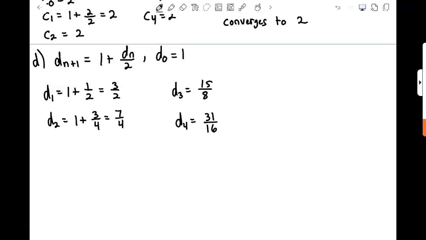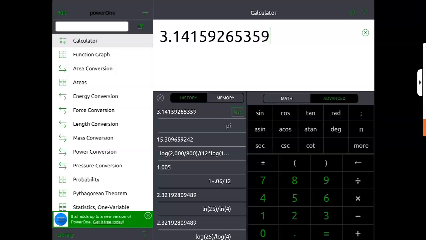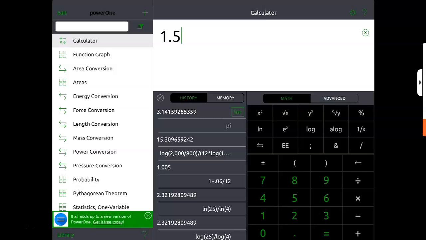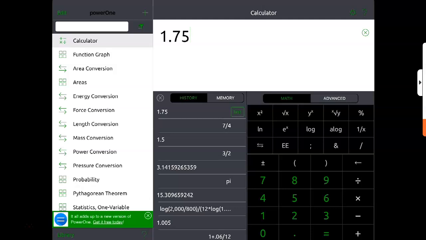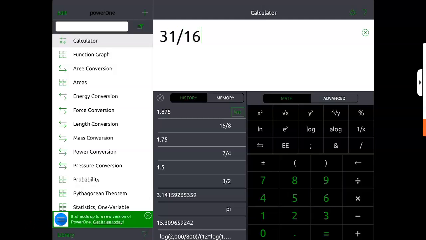So you may need to look at these answers as decimals to kind of start seeing a pattern. So we have, first of all, 3 halves, which is just 1.5. Next we have 7/4, 1.75, and then 15/8, 1.875, 31/16, 1.9375, and we continue on and on and on.